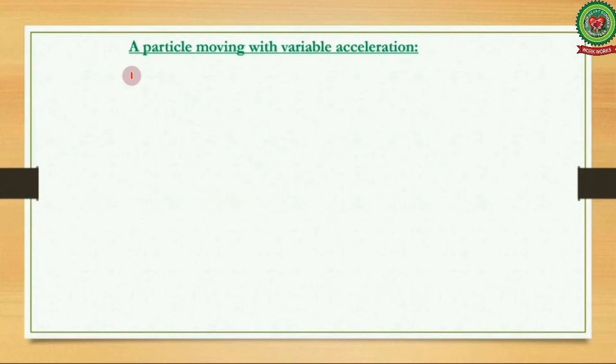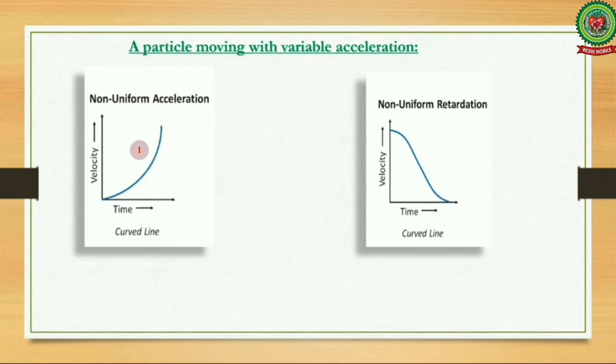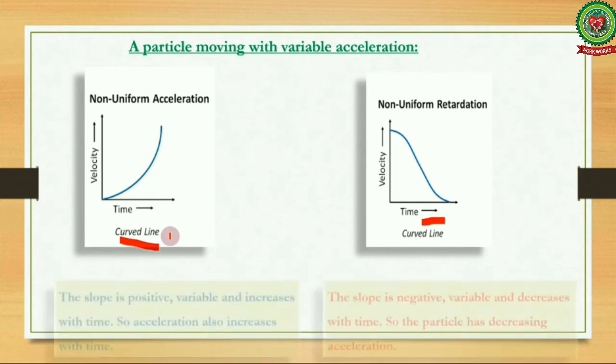Next is when a particle is moving with variable acceleration. So we can have both types of graphs. The first one is non-uniform acceleration, so it is in the upward direction, a curved line, not a straight line. And secondly, non-uniform retardation, which is curved downward. So this graph is for non-uniform retardation, whereas this graph is for non-uniform acceleration.